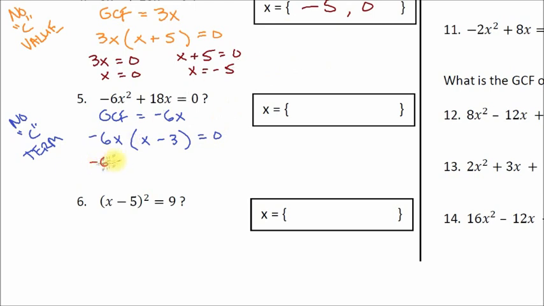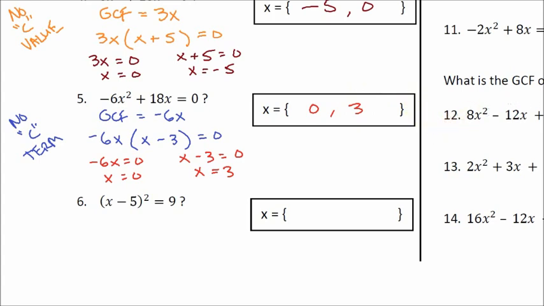What's going to make negative 6x equal 0? What's going to make x minus 3 equal to 0? Well, in this case, add 3 to both sides. You got positive 3. In this case, it's always going to be 0. Negative 6 times what number gets us 0? It's 0. So our solutions are 0 and 3.